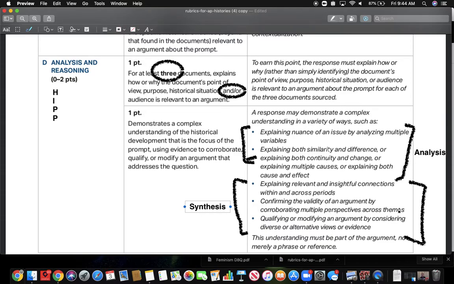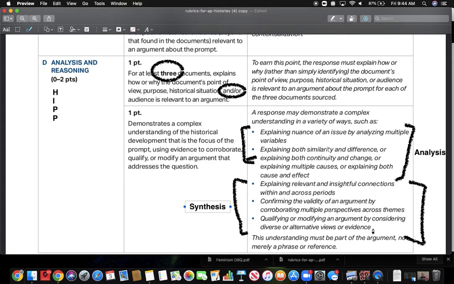So if the theme of the DBQ is a political theme, well, maybe talk about how this also applies culturally, or qualify or modify your argument by considering a different or alternative view. Maybe while this was very true for the wealthy class, perhaps for the poorer classes, it was not the case. That's a way of earning your synthesis points.